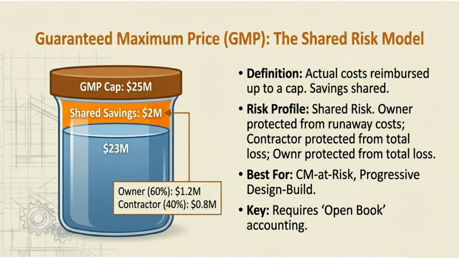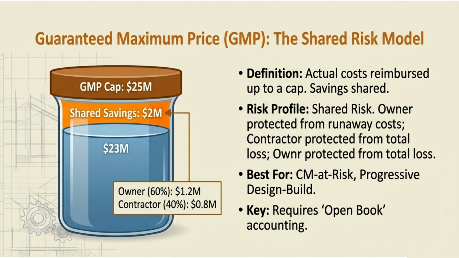Now let's talk about GMP, the let's be friends and share approach to construction contracts. Look at this beautiful jar diagram. You've got a GMP cap of $25 million. Below that, you've got your actual project cost, $23 million in this example. What happens to that $2 million difference? You share it. In this case, the owner gets 60%, $1.2 million back. Ka-ching! And the contractor gets 40%, $0.8 million as a bonus for being efficient.